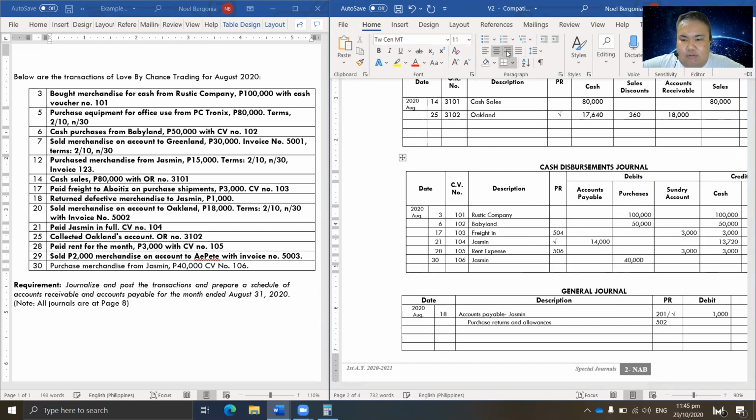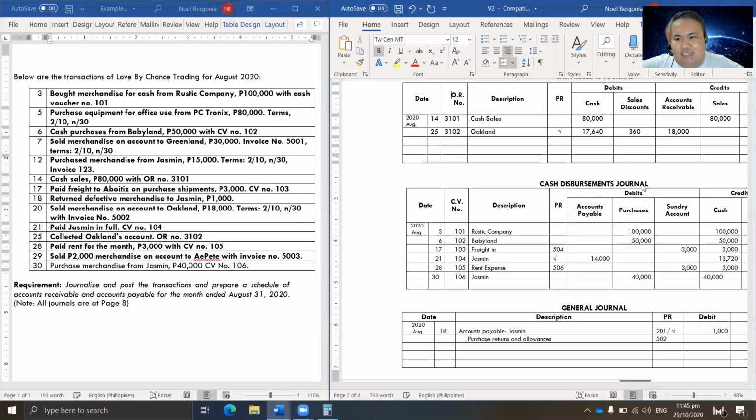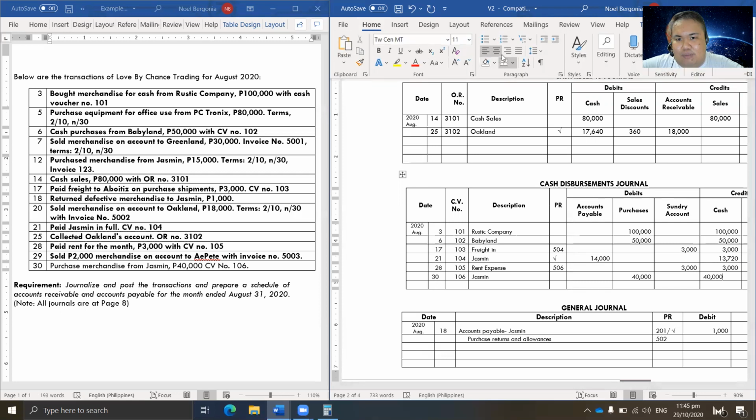Okay, 40,000. And then we credit cash 40,000. Okay, so do we need to post it on our general ledger? Hindi pa po, no? And also, do we need to post it on the subsidiary ledger? Hindi rin. Kasi nga, it does not affect naman yung ating accounts payable.